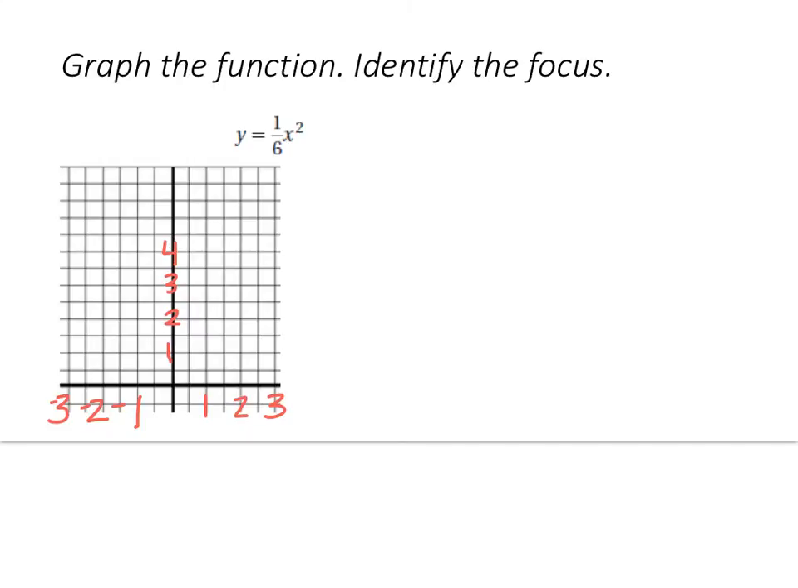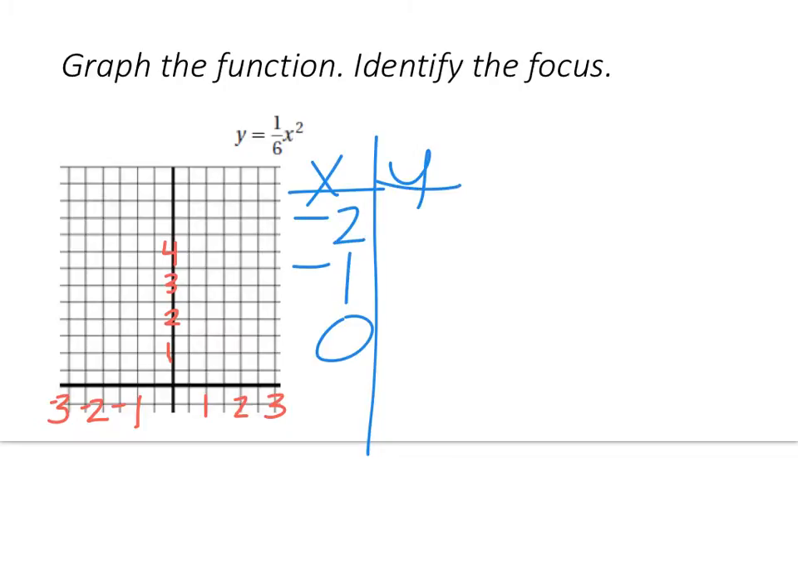I'm going to do a couple more examples with you guys. If you want to pause the video and do the next 2 graphs on your own and find the focus, that's completely fine. Then you can come back and check your answers. So on this one, again, I'm going to do my XY chart. Again, this is really great to work on your mental math skills. And we're going to just plug these in.